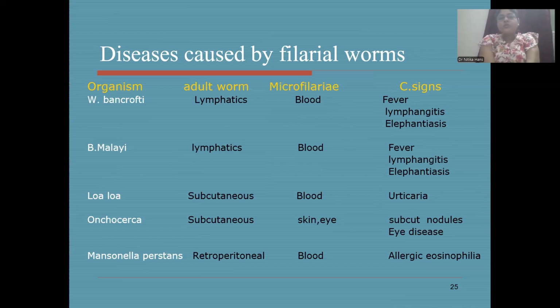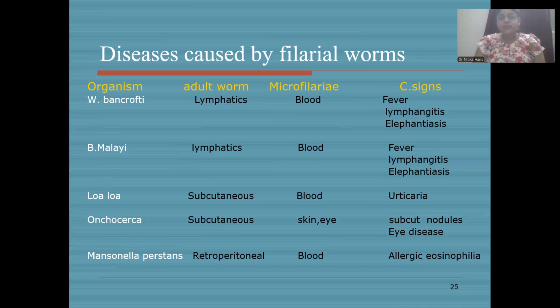So, the diseases caused: in the lymphatics there is filariasis. Wuchereria bancrofti and Brugia malayi infect the lymphatics, and the clinical symptoms will be fever, lymphangitis, and elephantiasis. In Loa loa, the adult form is present in the subcutaneous tissue and the microfilariae are present in the blood, and it causes urticaria. Onchocerca causes river blindness, a disease of the eye, with subcutaneous nodule formation.